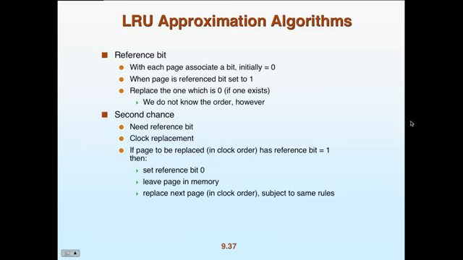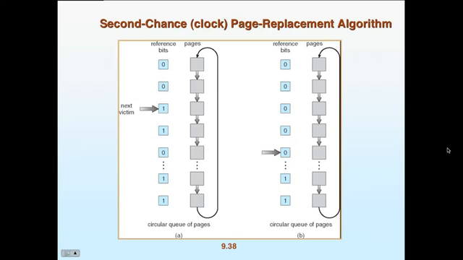And then we have a second chance. The second chance would need a reference bit and a clock replacement. If the page to be replaced in the clock order has a reference bit equal to 1, then we set the reference bit to 0, we leave the page in memory, and we replace the next page. So we can approximate with a little bit more efficiency than running a true algorithm, either using a stack or a counter implementation, and it shows promise.